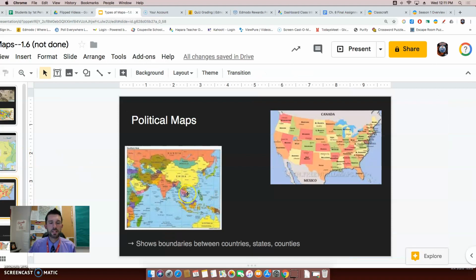The next kind of map is what's called a political map. Again, another type of map that I will be talking a lot about over the coming year and years. A political map shows boundaries between countries, states, and counties.